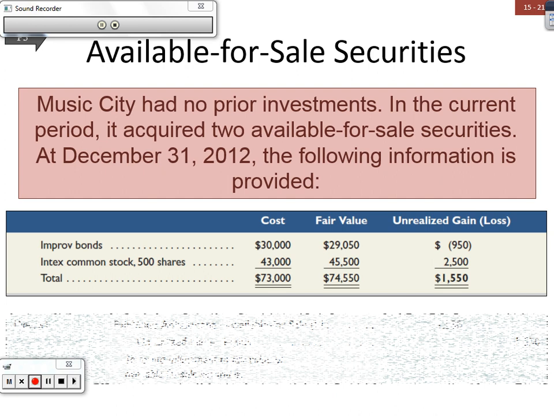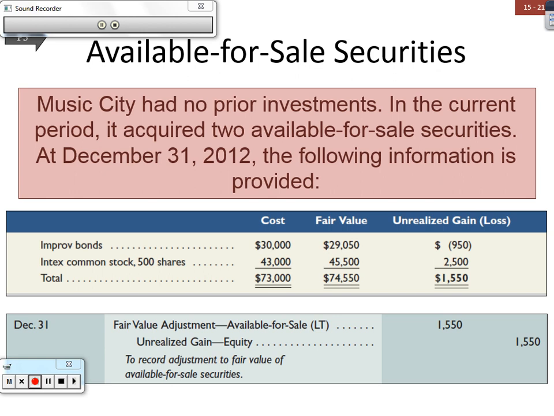Available for sale. So we said that could be debt or equity, right? But it's not classified as trading or held to maturity. In this example, they have two available for sale securities. They have improv bonds: they paid $30,000, but what they're really worth is $29,050, so their unrealized loss is $950. They have common stock, 500 shares that they paid $43,000 for, but the fair value right now is $45,500. So they have an unrealized gain of $2,500.